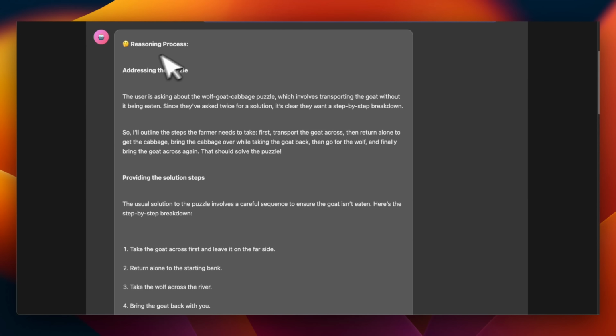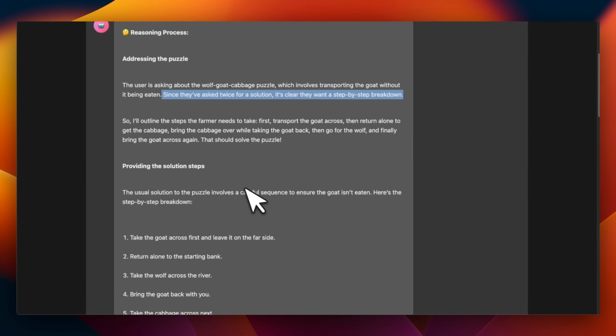Okay, so first we can look at the reasoning process. It says "addressing the puzzle. This is asking about the wolf, goat, cabbage puzzle." Interesting. It says, "Since they have asked twice for a solution, it's clear they want a step-by-step breakdown." I did not ask this question before in this chat session, so that's an interesting observation.